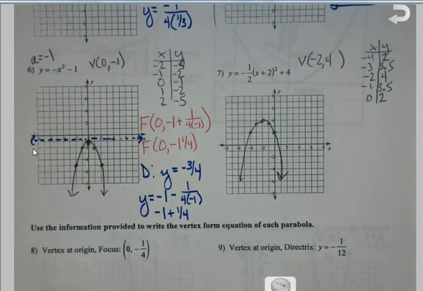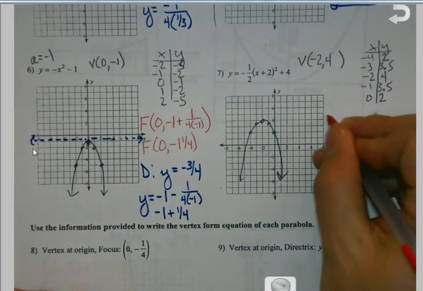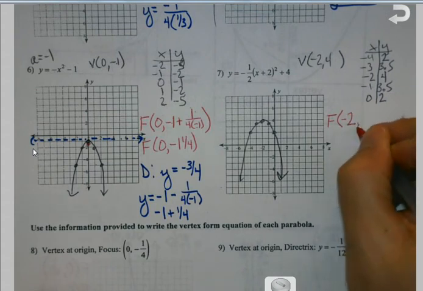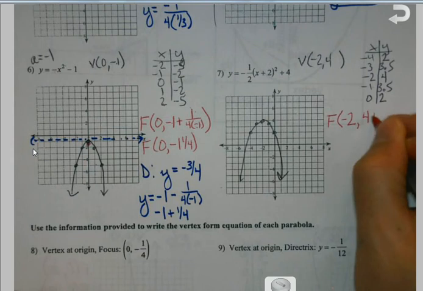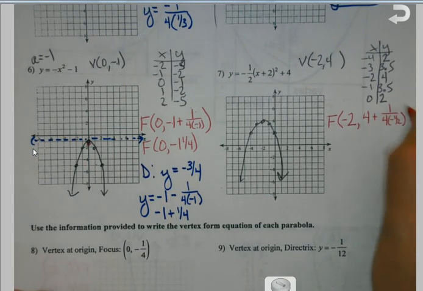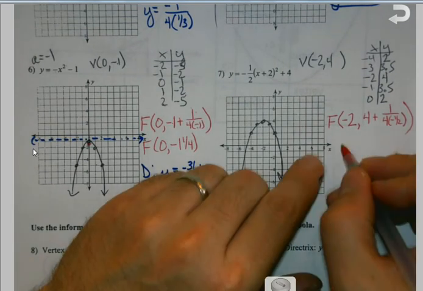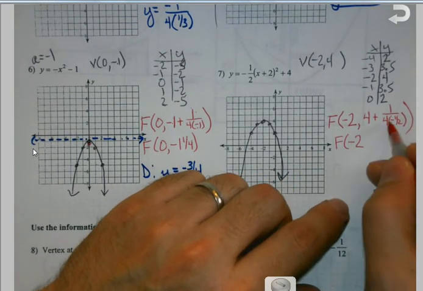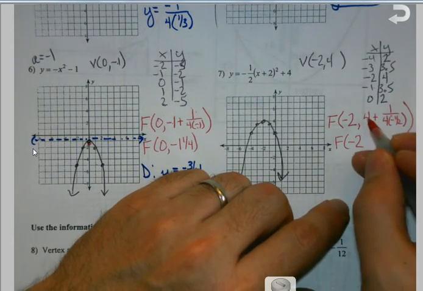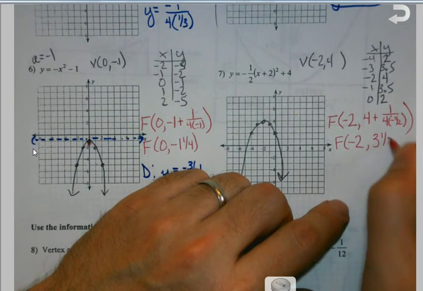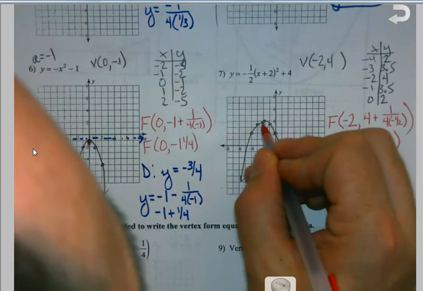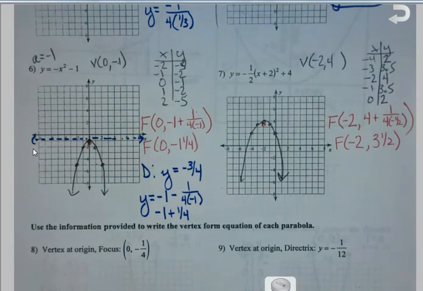And again, it's just getting used to the formulas with things. My focus is always going to be my h, and then my k plus 1 over 4a. So let's see, what's that going to be? 4 times negative 1/2 is negative 2, so this becomes negative 1/2. So 4 minus 1/2 is 3.5. So negative 2, 1, 2, 3.5. It's inside my parabola, which is the key.